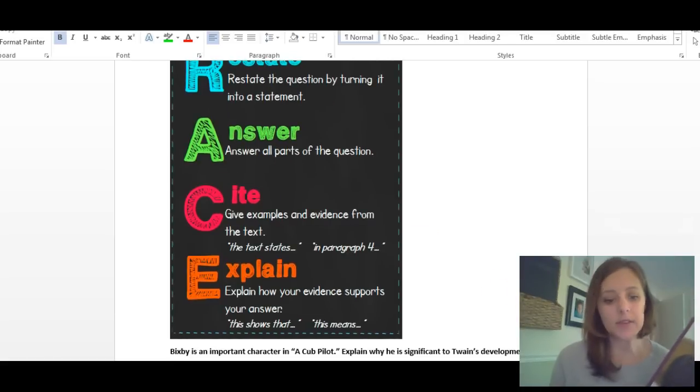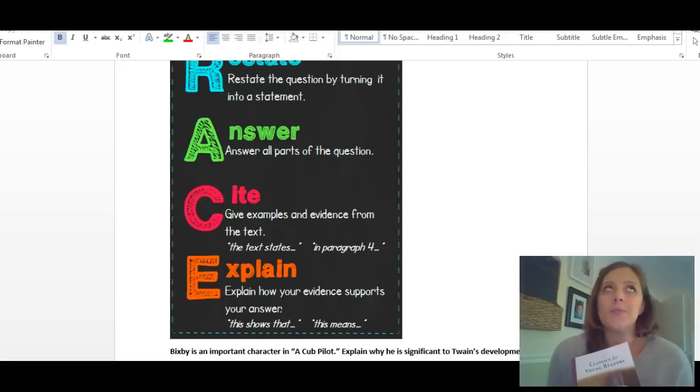I made up this topic. I wanted us to look at Bixby, and basically your fake prompt is, Bixby is an important character in A Copilot. Explain why he is significant to Twain's development. So that's what I've been asked to write. Let's pretend it's on my fake test. So what would a well-constructed response look like?